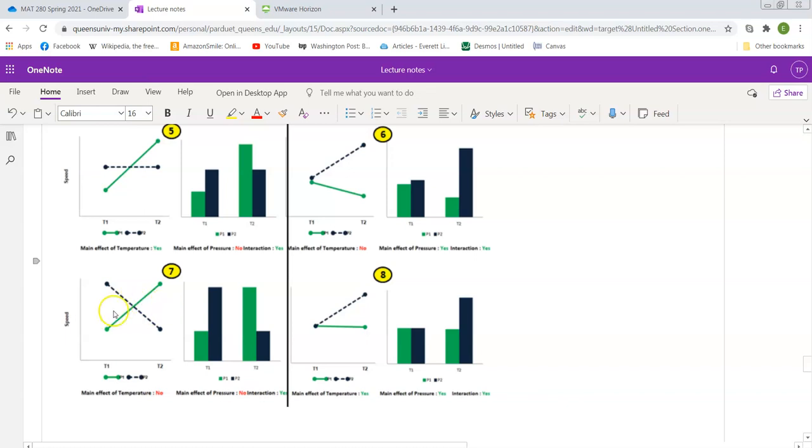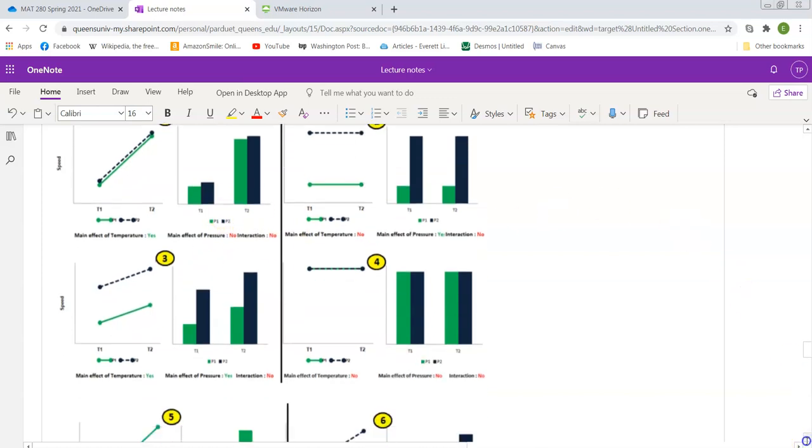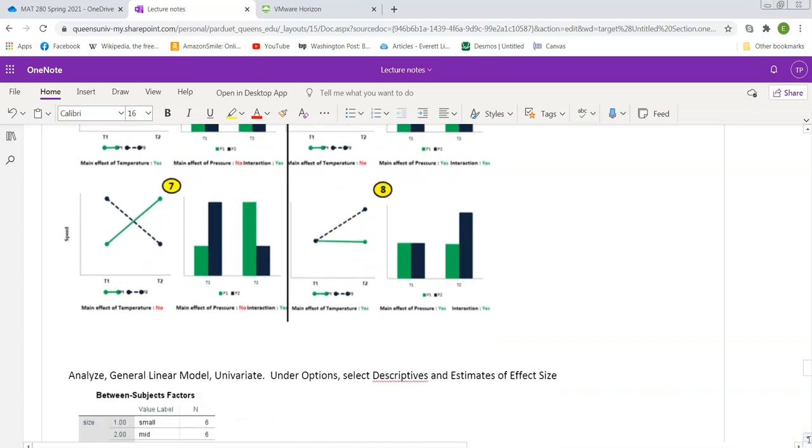And if you average these together, these lines would be on top of each other, meaning that neither one of these is higher than the other one. Okay, so I'll let you take some time to study these. These first four have no interaction, but they do have main effects, different combinations of main effects. And then these last four do have interactions with different kinds of main effects. So I'll let you study those.